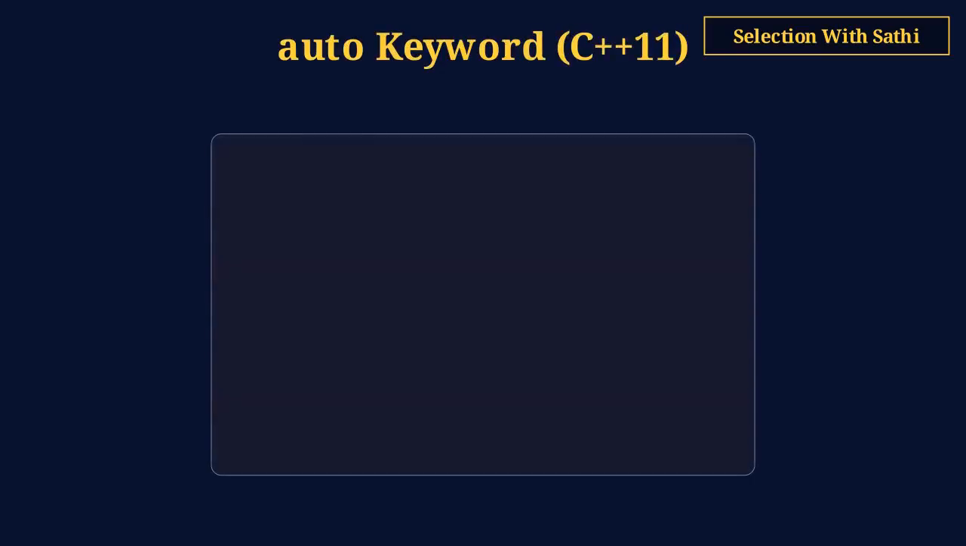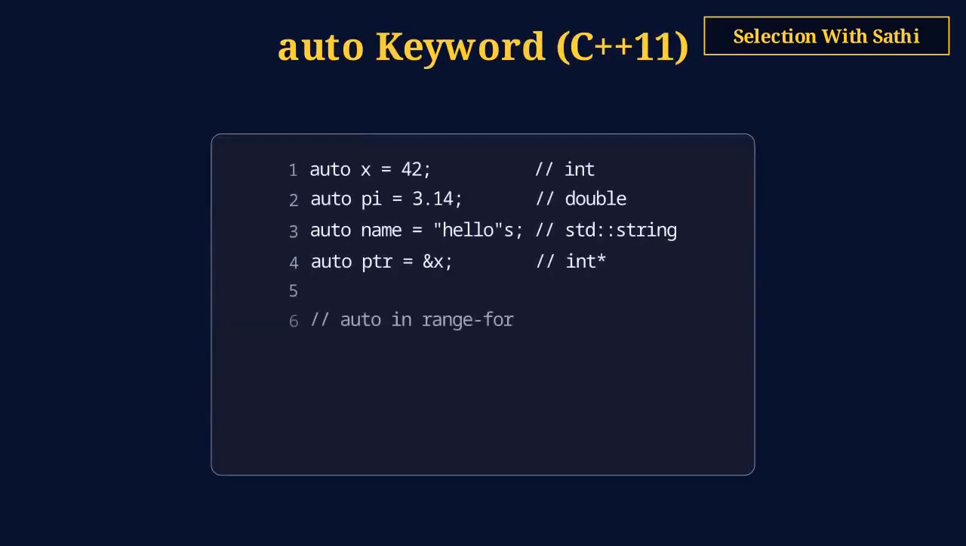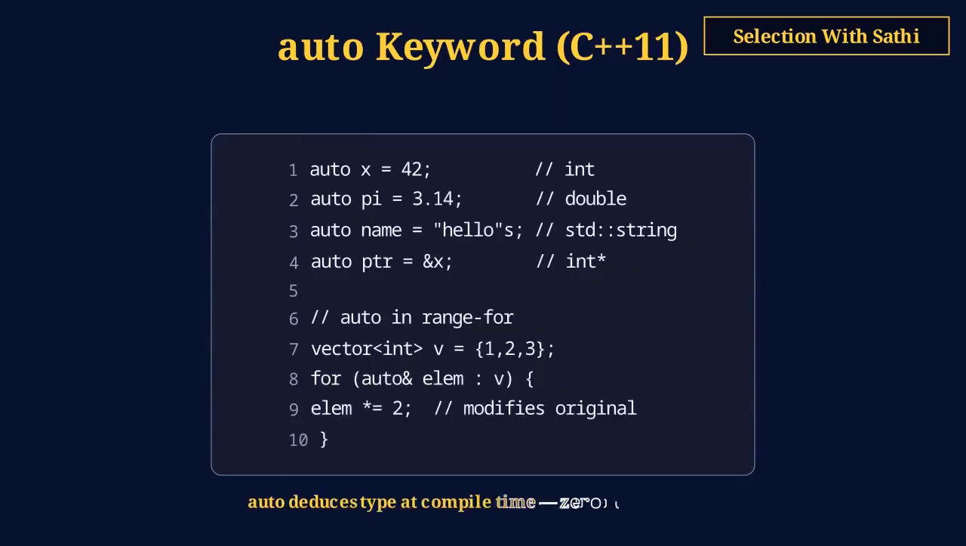Fourth concept, auto keyword. Introduced in C++11, auto tells the compiler to deduce the type from the initializer. Auto x = 42 gives you an int. Auto pi = 3.14159 gives you a double. Auto is especially useful for complex types. Instead of writing map<string, int>::iterator, you just write auto it = mymap.begin().